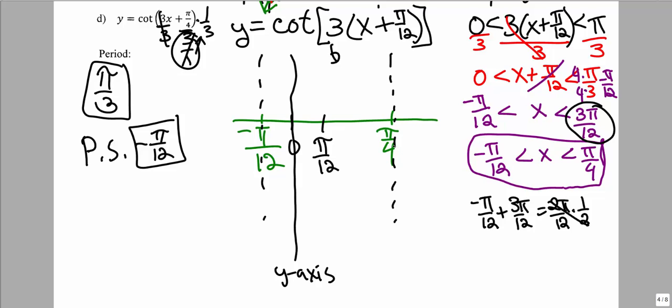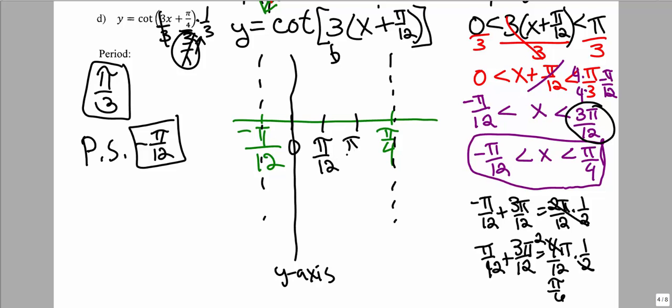Now pi over 12 plus pi over 4, which is 3 pi over 12 when we get a common denominator. It's 4 pi over 12, multiply by a half. Keep reducing, we end up with pi over 6. So after we reduce that fraction, we get pi over 6.